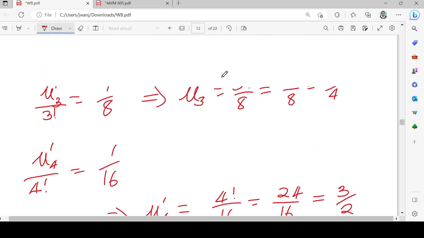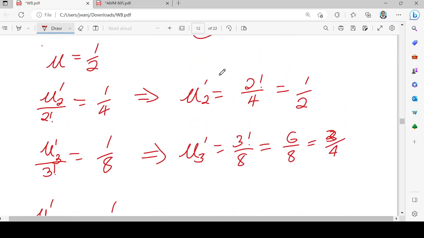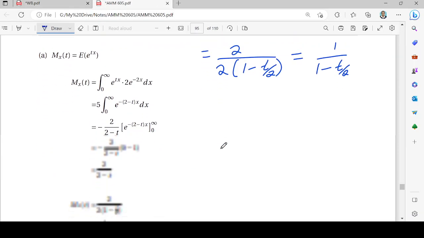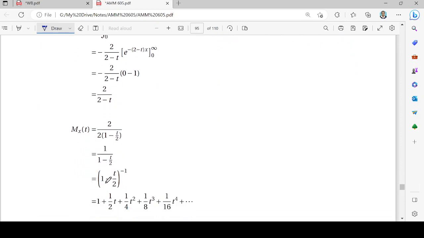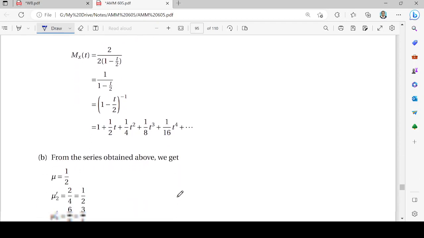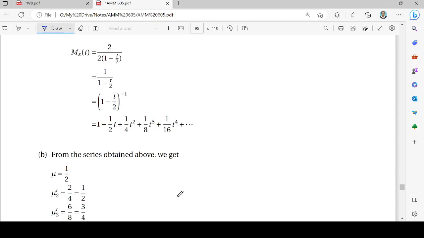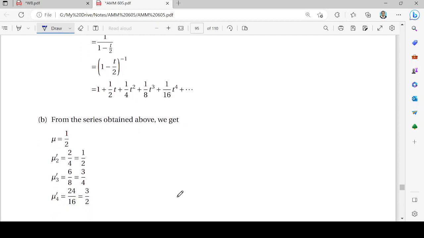So those are the moments about the origin from the moment generating function. We first find the moment generating function, which is this. We expand that using the binomial series expansion. And now we compare with the series that we had obtained earlier. And we get the first moment, the mean, the second moment, which is obtained by equating the coefficients of t, the third moment, the fourth, and so on.